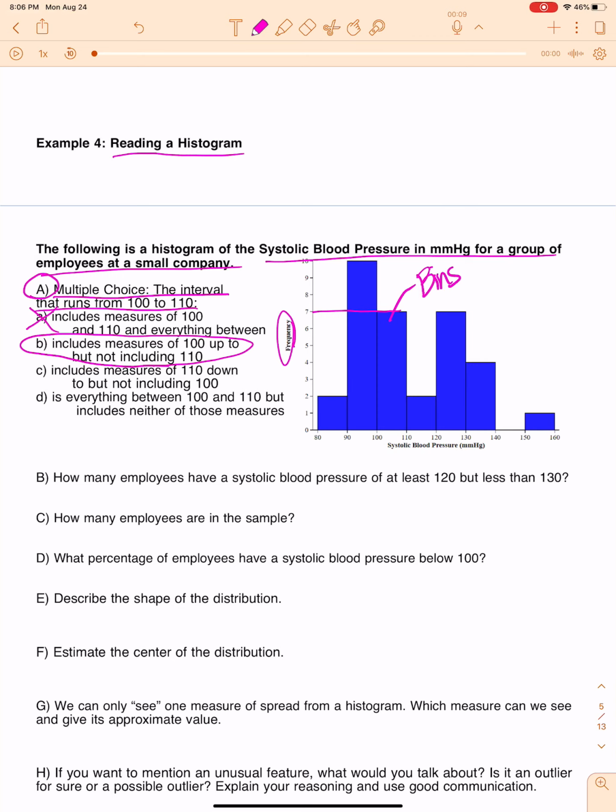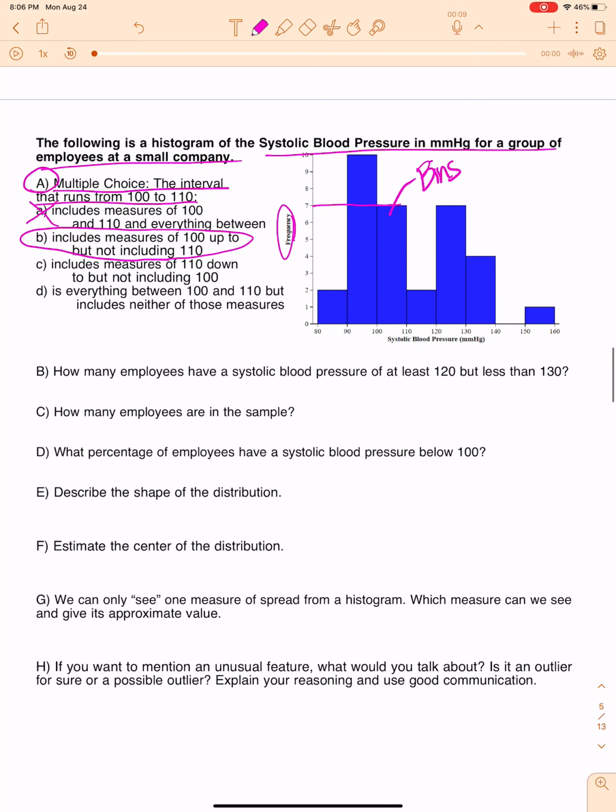All right, so let's move on to part B. How many employees have a systolic blood pressure of at least 120 but less than 130? So we're looking at, there's 120 and there's 130. So let's see how high that is. That would be 7 people. So 7 employees have that blood pressure.